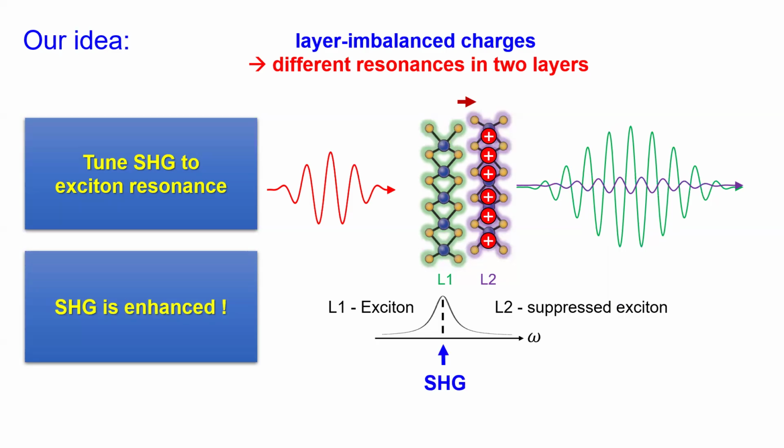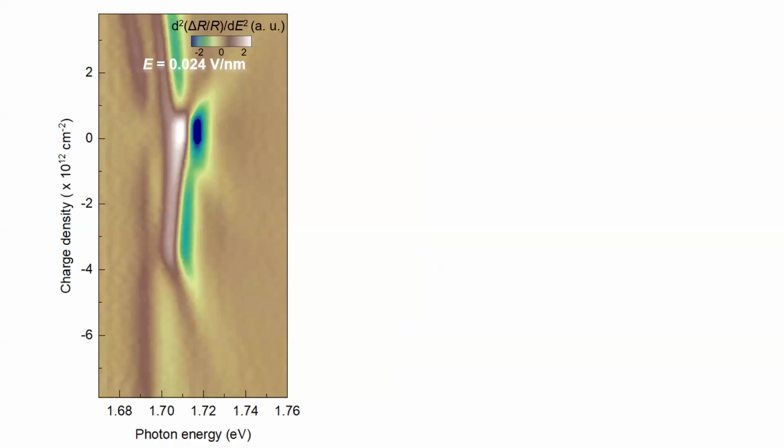And then let me briefly introduce our experimental data and the main result. So we start from the reflectance contrast spectrum. We need to use this to define that the charges are really accumulated on one layer. This is the second derivative of our reflectance contrast spectra at finite electric field, and the y-axis is charge density.